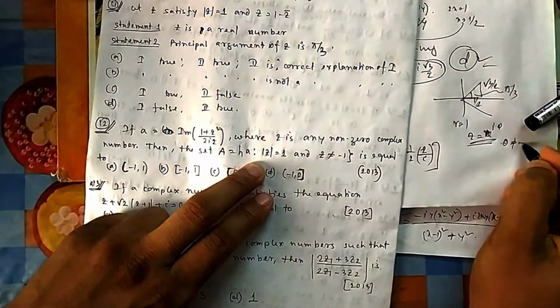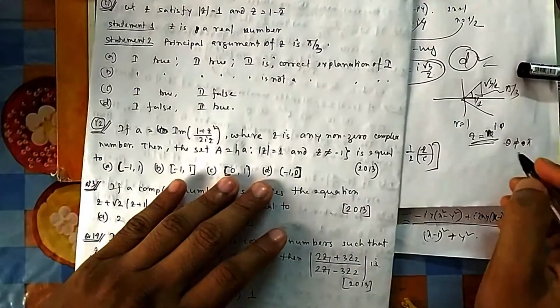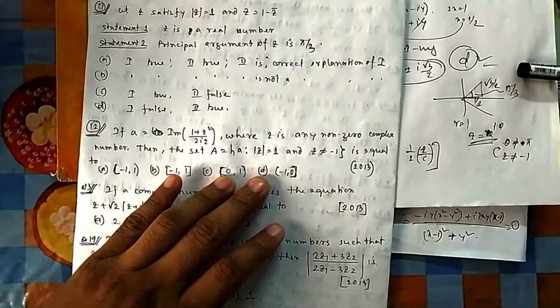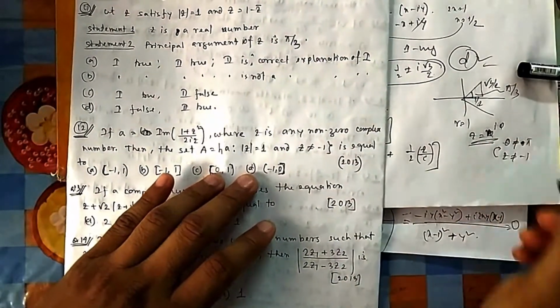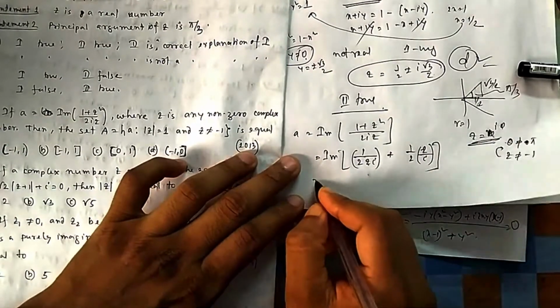That means theta cannot be minus pi, or sorry pi or minus pi, whatever, pi, and Z is not equal to minus 1 means theta cannot be pi. If theta is equal to pi, then Z will be minus 1, and this is the Z. So this will be easy, because inverse it will take very easy.